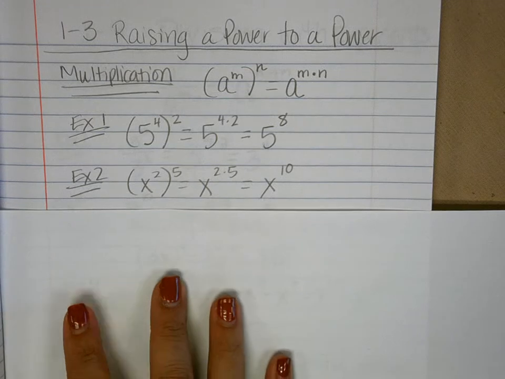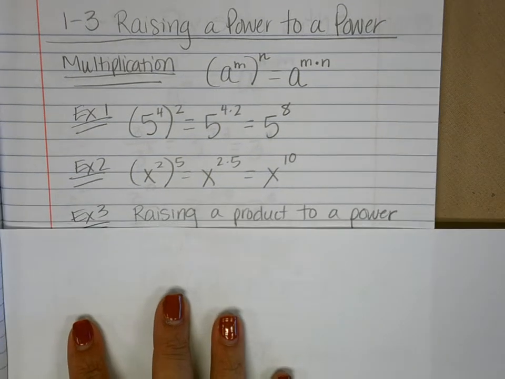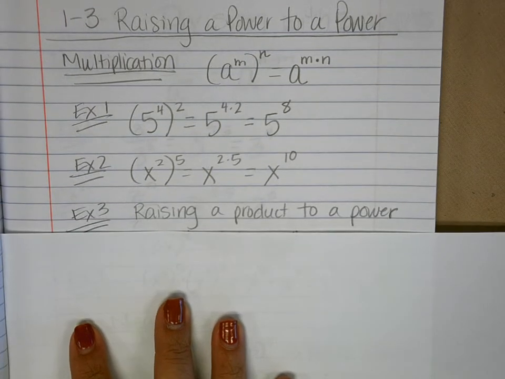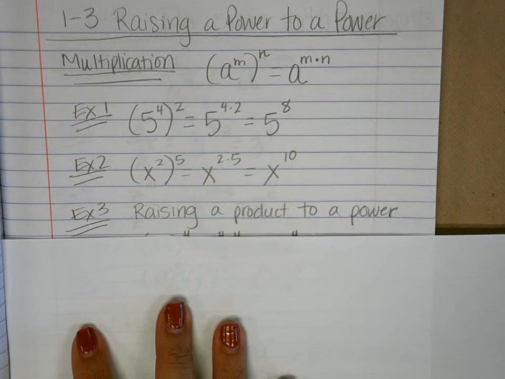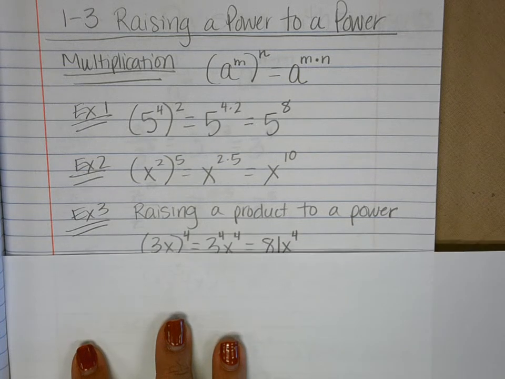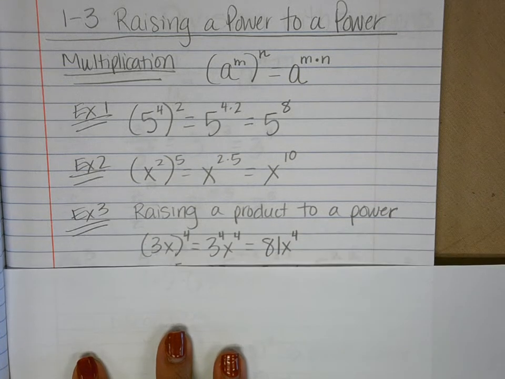Example 3 is raising a product to a power. I want to show you what that looks like. Raising a product to a power. Remember, product means to multiply. So here's what that looks like.